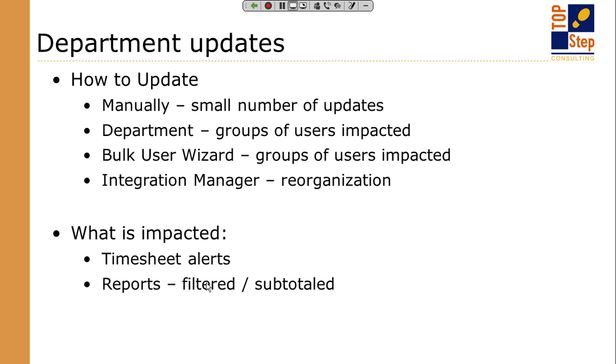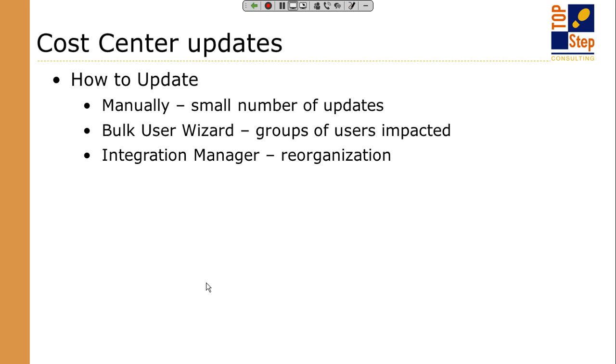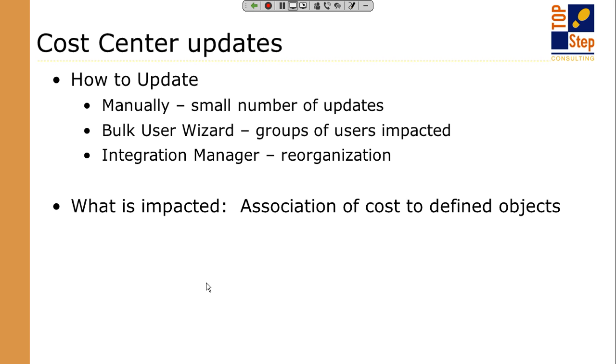Cost centers. So for those of you who are using cost centers, they look like another drop-down, but they do have special functionality in the system. Again, how you update this, you can do it manually. It is available in the bulk user change wizard. It is available for Integration Manager. It does not have a direct feature access, so you have to make a change in one of these three ways. And the impact of changing the cost center impacts how that person's cost is associated with different objects, depending on how you have the cost center functionality set up.